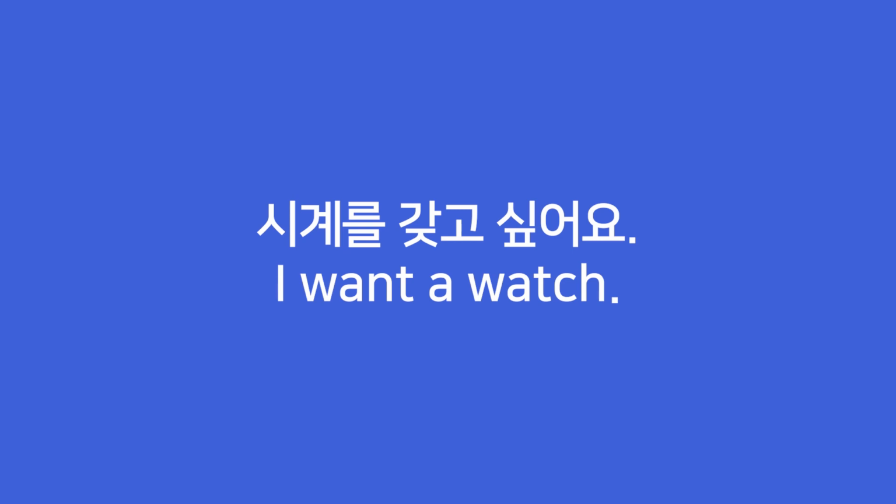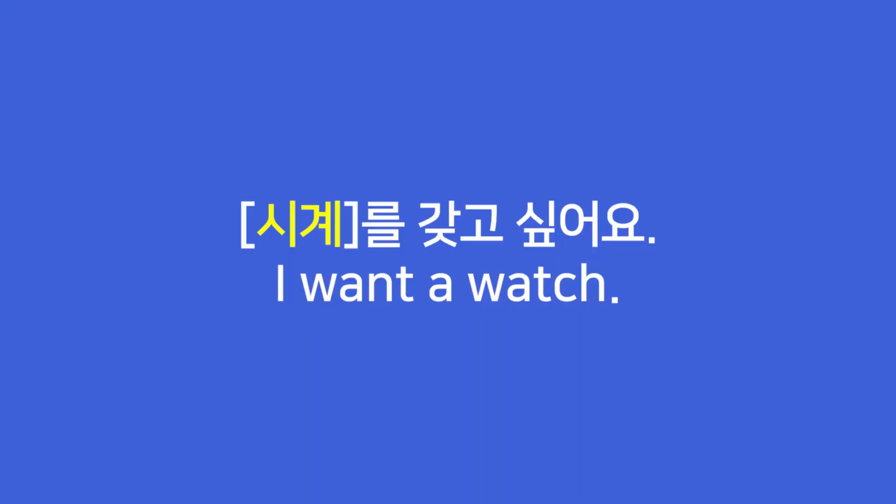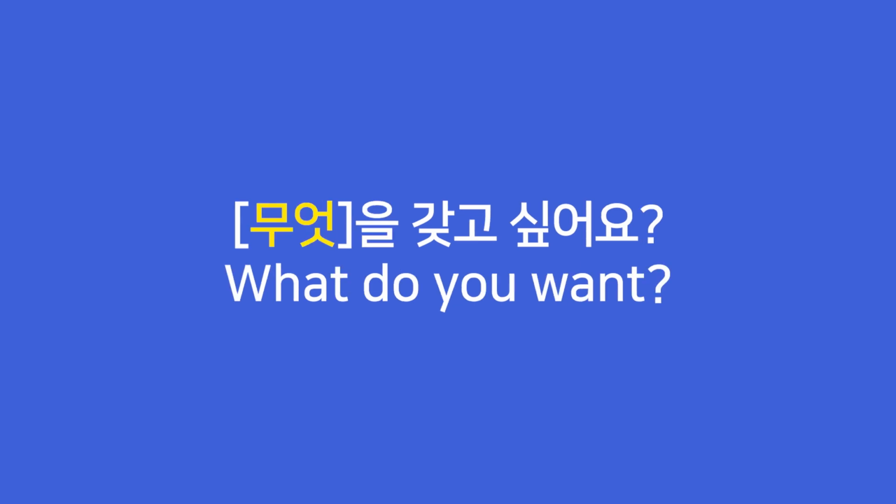Now, how do you ask what is something in a sentence? Again, all you need to do is take the noun part, the unknown noun, and just replace it with 무엇. Let's look at this sentence. 시계를 갖고 싶어요. 시계를, object. I want to have a watch. I want a watch. If you want to ask, what do you want instead of I want something, all you need to do is replace that noun 시계 with 무엇.